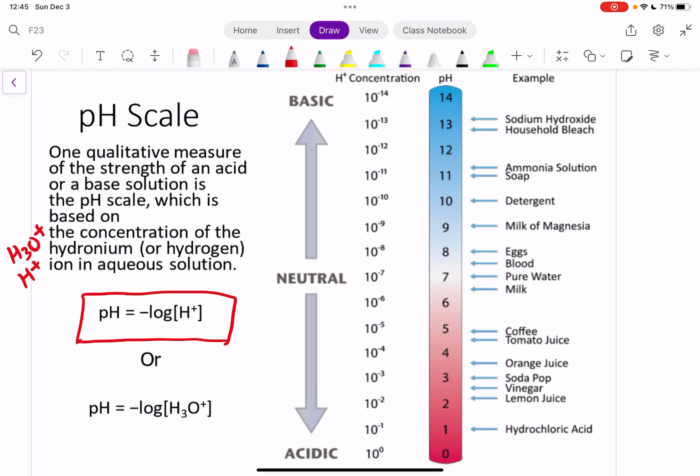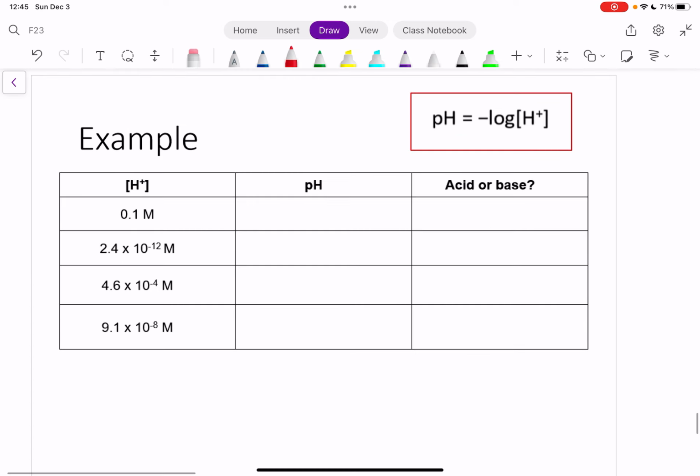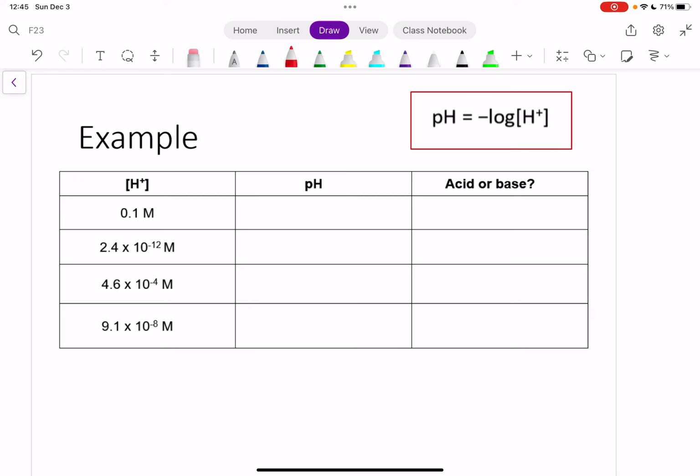So you take the negative log of the H+ concentration, and you'll get out a pH value between 0 and 14. So let's try this out, and you'll need your calculator with you to do this. So on this chart, we want to fill this out, and on the left, we've got our concentration of hydrogen ions or hydronium in solution, and we want to know what is the pH, right, using our equation here, and is it an acid or a base?